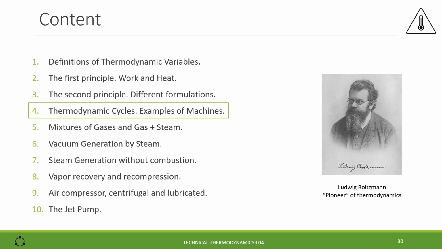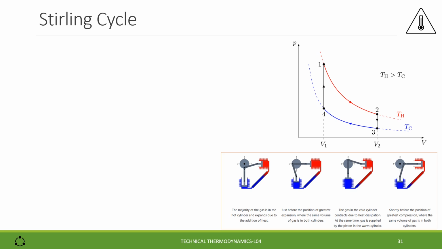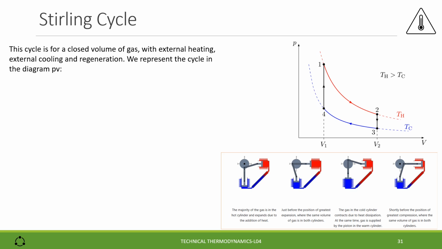In the third part of lesson 4, we present two other important cycles, the Stirling cycle and the organic Rankine cycle. The Stirling cycle is a cycle for a closed volume of gas with external heating, external cooling and regeneration. We represent the cycle in the PV diagram.